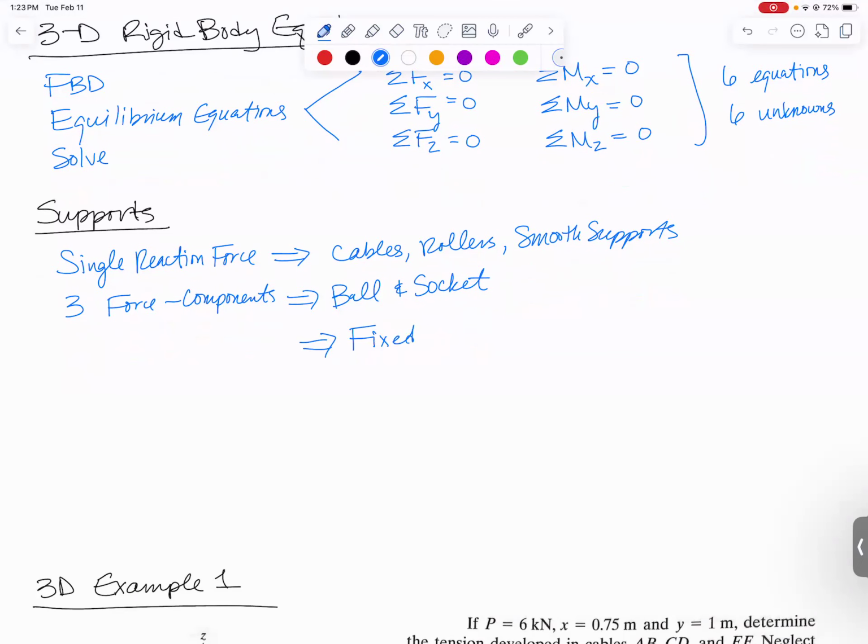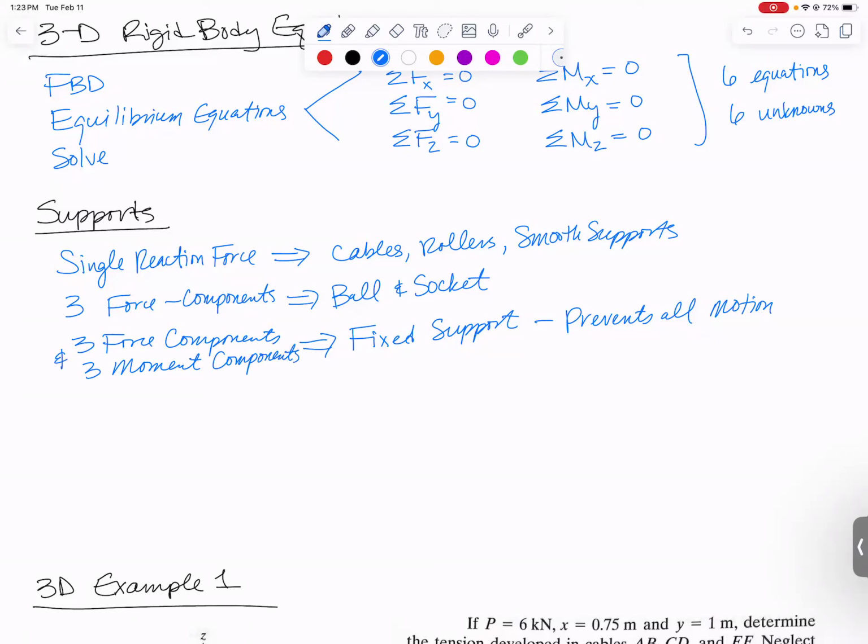The next one I'm going to talk about is actually our most complicated. Sometimes we'll have a fully fixed support. When we have a fully fixed support, it prevents all motion at that location. So when we draw our free body diagram, we will need to put on all 3 force components, as well as all 3 moment components. So you'll have 6 unknowns: 3 force components and 3 moment components at a fixed support when it's a 3-dimensional problem.